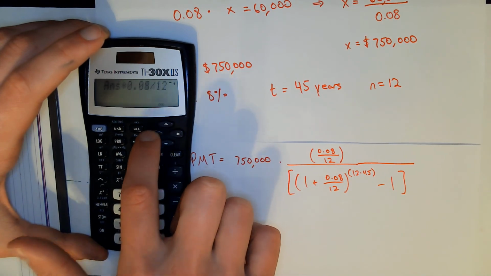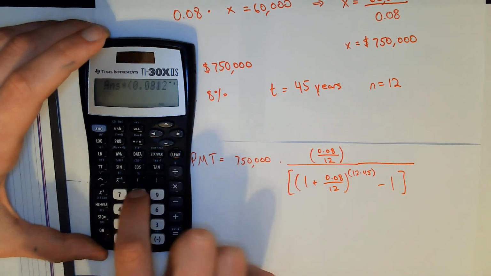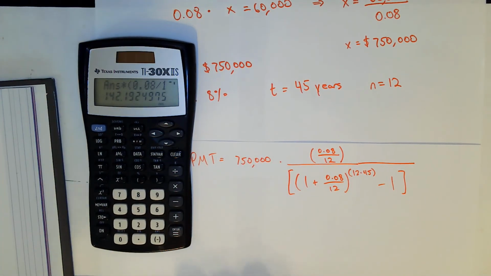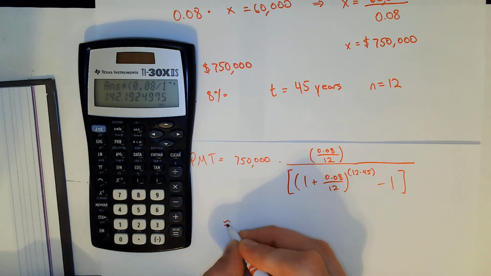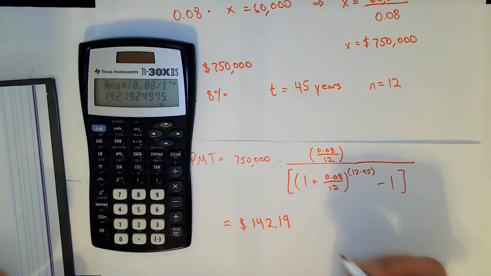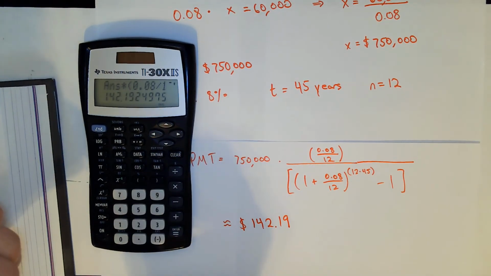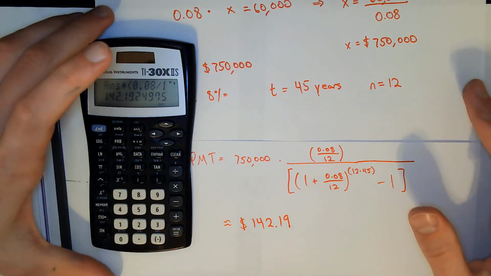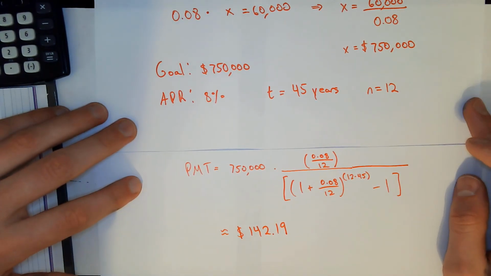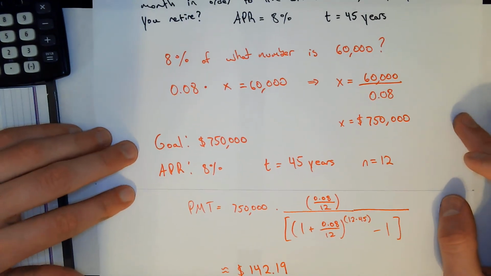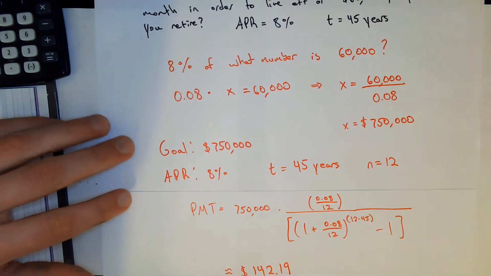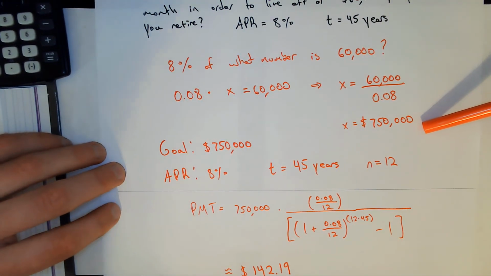Oh, hang on, I messed it up. 0.08 times. Going too fast. There we go. Okay, and there it is. So it's pretty low, $142.19 per month. This is per month, to be able to live off of $60,000 per year just in interest when you retire. So after 45 years of working, and also more than that, you would have $750,000 in the bank, right?